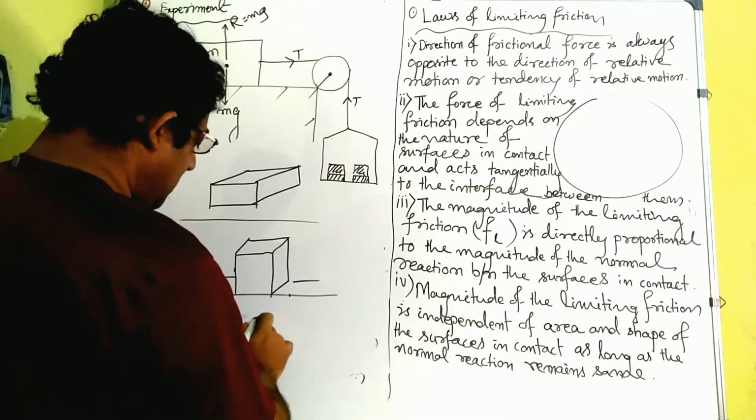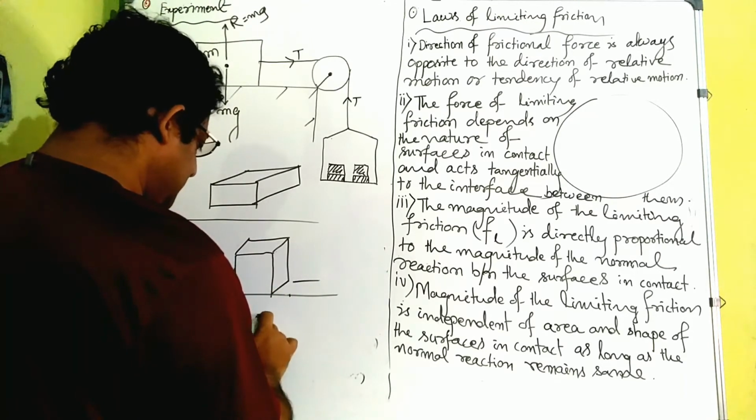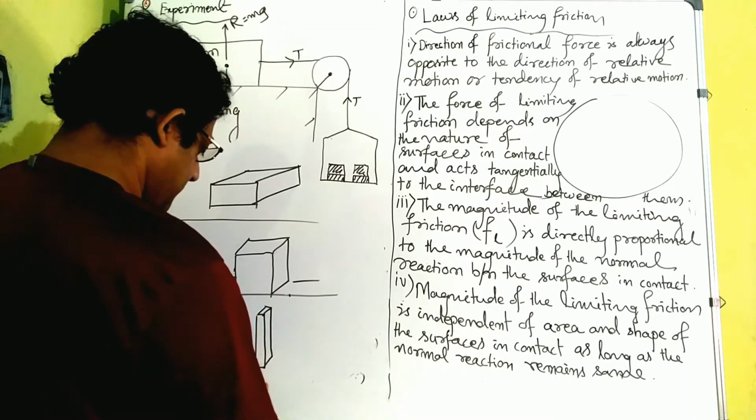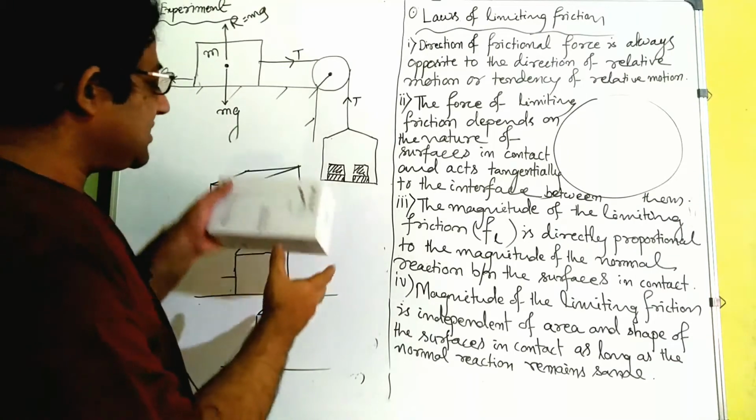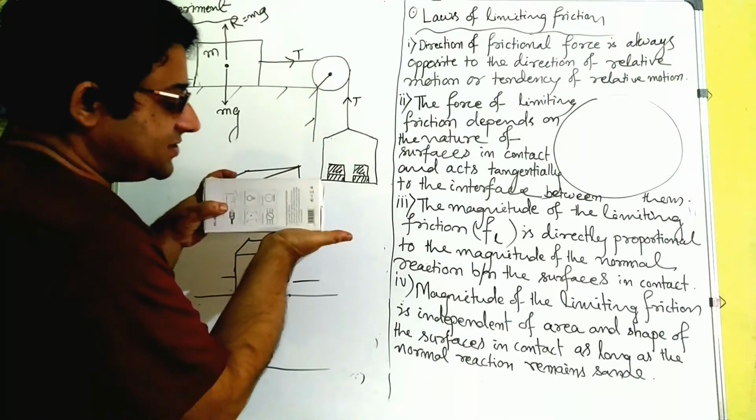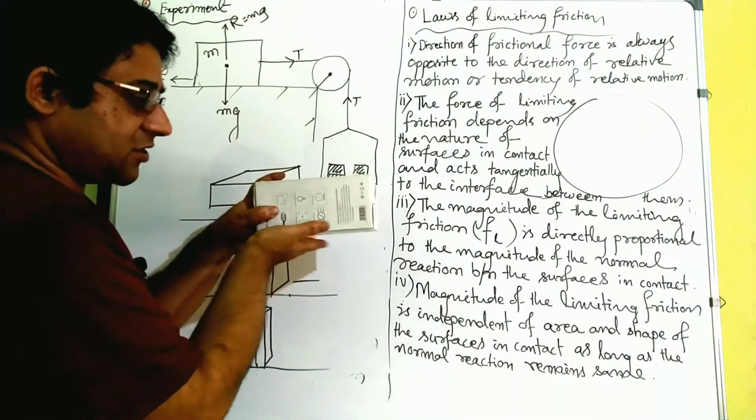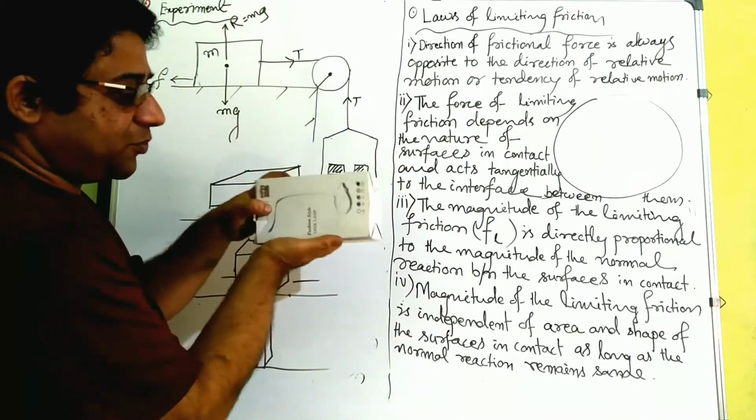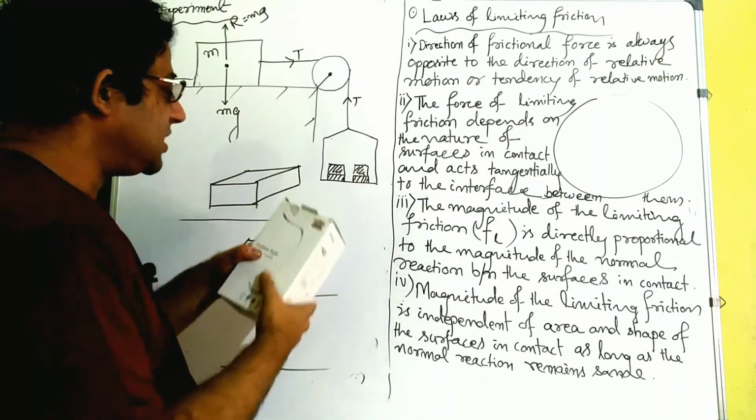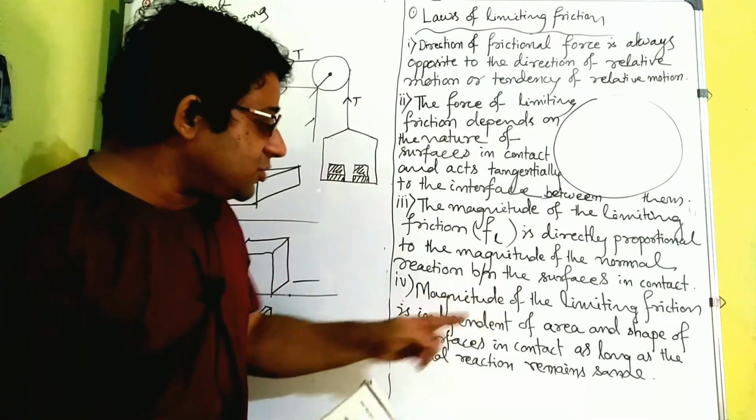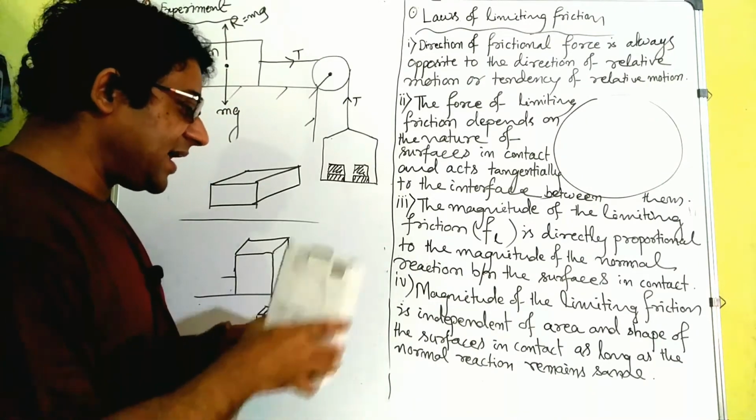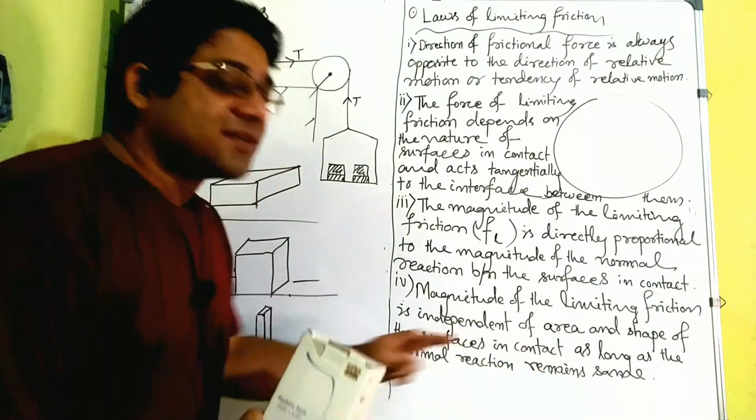By putting it this way, or you just put it this way, and drag it. That means, let us say this is the block. Now keeping this as the surface area of contact, like this, if you make it slide, what is the frictional force? And on this surface, if you keep it like this and then measure, what is the frictional force? All the time, the magnitude of limiting friction is independent of the area and the shape of the surface in contact as long as the normal reaction remains the same.